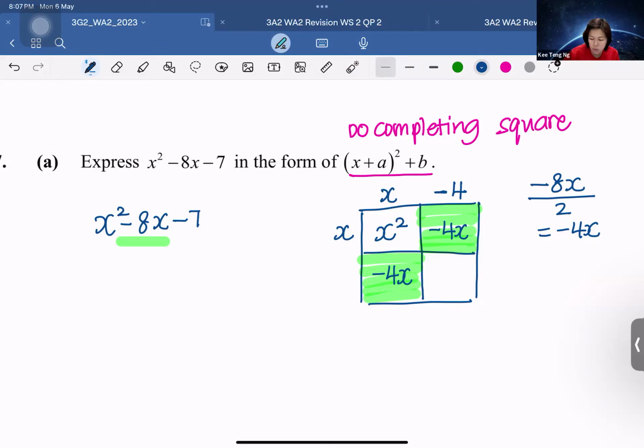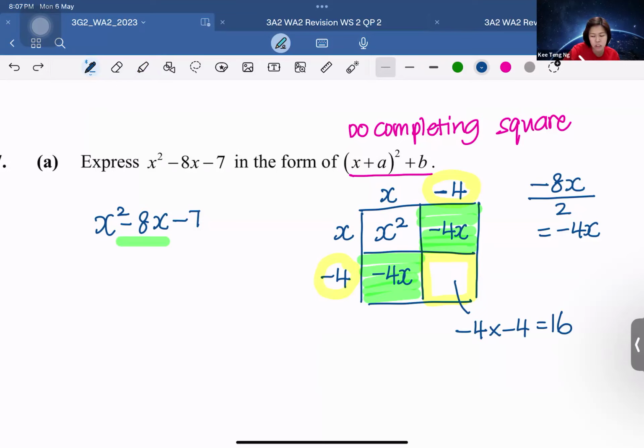All right, then here, this part is also negative 4. The two of them must be the same, right? But then I need to know what is the number inside this square. This square comes from negative 4 times negative 4. Negative times negative equals to positive, and you get 4 times 4, 16. So this number is 16.